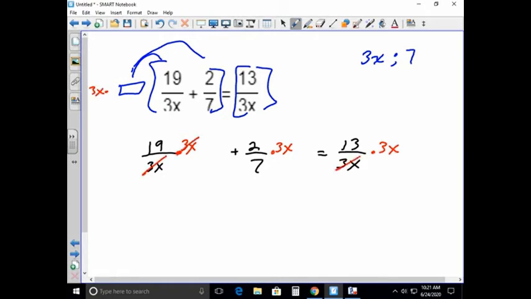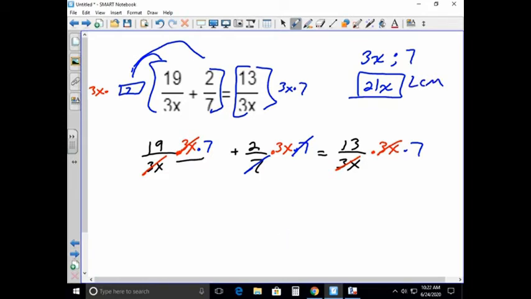That makes those cancel, but we still have a 7 on bottom. So we also need to multiply everything by 7. That would make those go away. So now everything on bottom is gone. So the number that we're going to multiply by is 3x times 7, also known as 21x. That's our least common multiple.